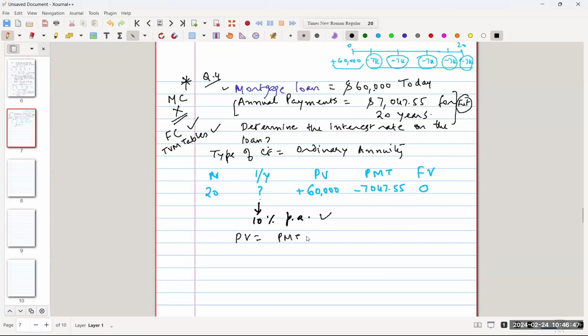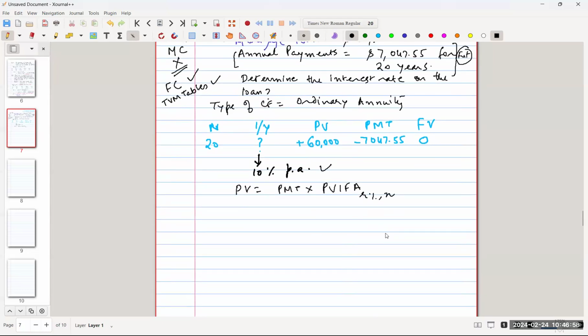the payment multiplied by the PVIFA of R%, which is not known, for the number of time periods. So if we were to substitute, it would look like this. Present value, we know, 60,000. Payment, we know, 7,047.55. PVIFA, we don't know as yet. PVIFA of R% is not known for N time periods. How many time periods are there?